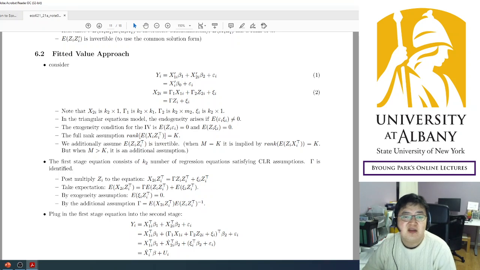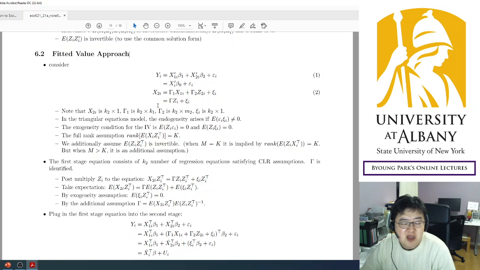So basically, identifying a parameter is mathematically finding a unique solution, whether the solution is unique or not. And today we are going to use the fitted value approach. Earlier in this lecture note, I introduced you to the same approach with scalar variables. If y is scalar and x is scalar, then the fitted value approach was simple. But now we are handling a more general vector notation case.